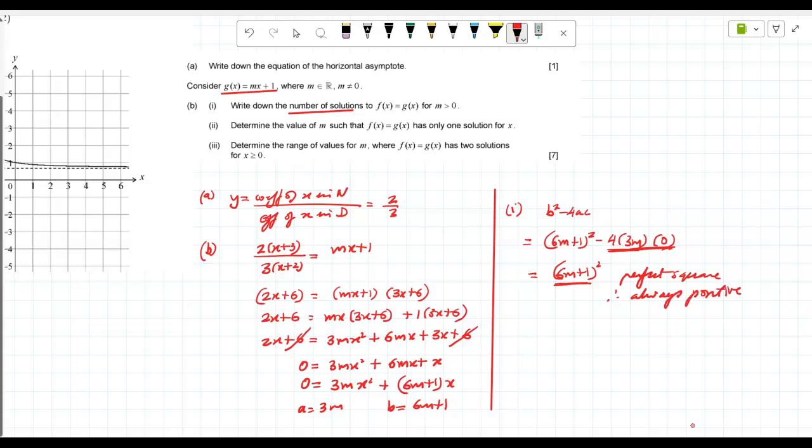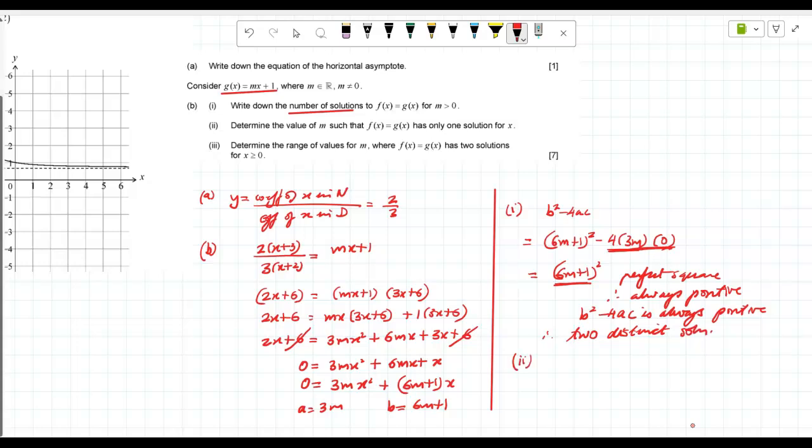Always positive. That means b square minus 4ac is always positive. Correct? Yeah. Now when it's always positive, what can you say? Greater than 0. Two distinct solutions. Correct? Two distinct solutions in the first part.